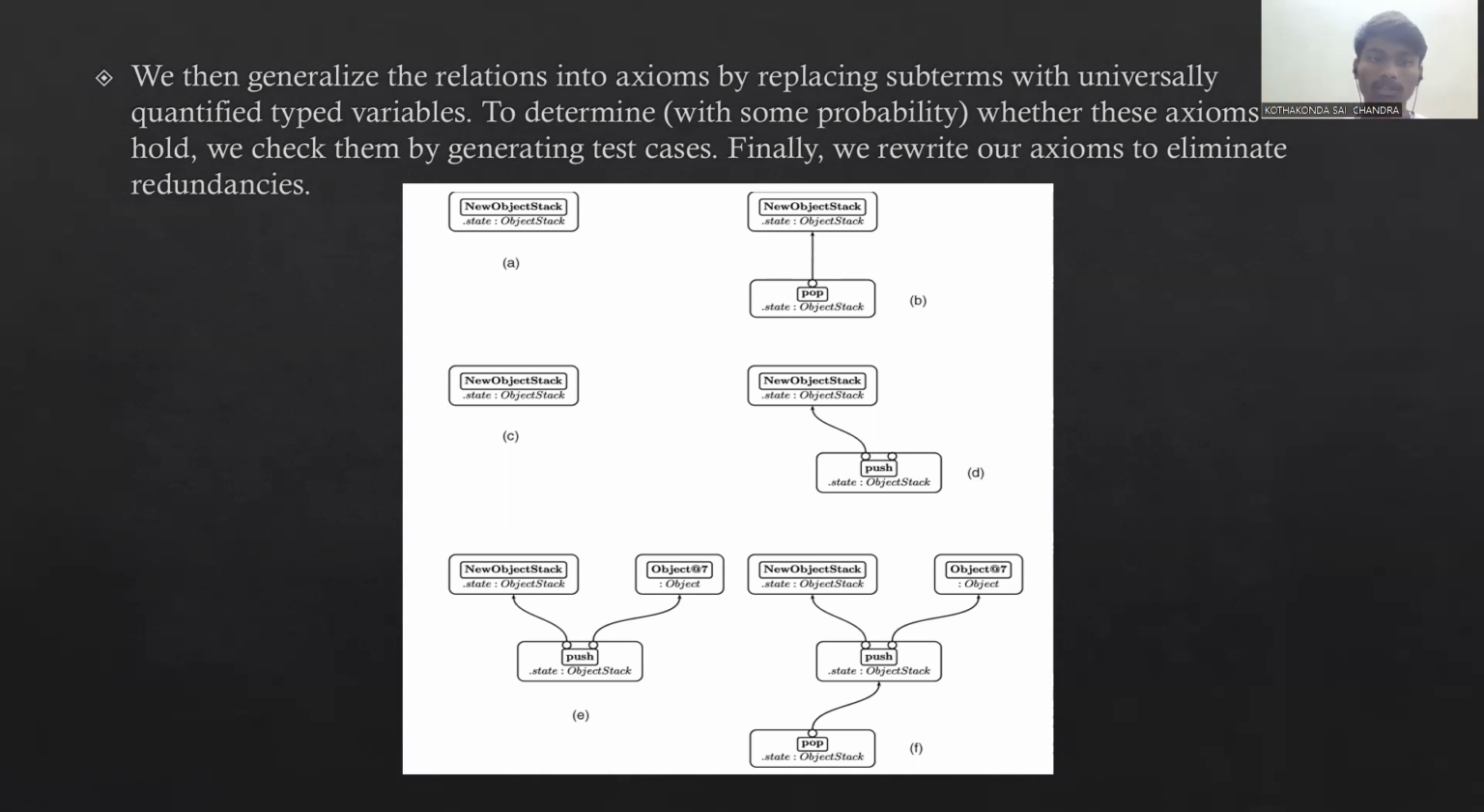We then generalize the relations into axioms by replacing subterms with universally quantified typed variables, to determine with some probability whether these axioms hold. We check them by generating test cases. Finally, we rewrite our axioms to eliminate redundant ones.